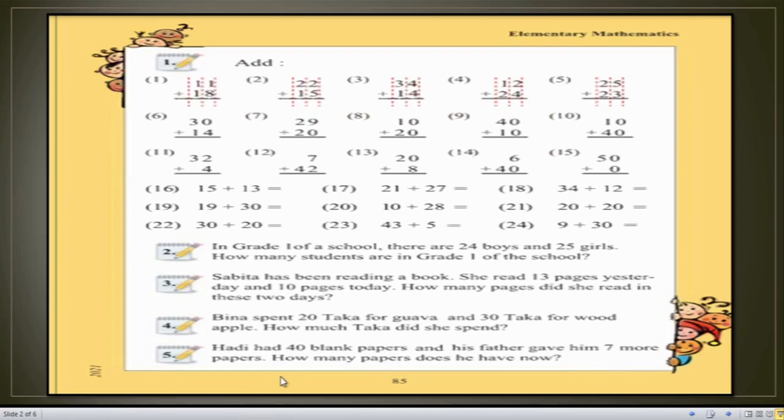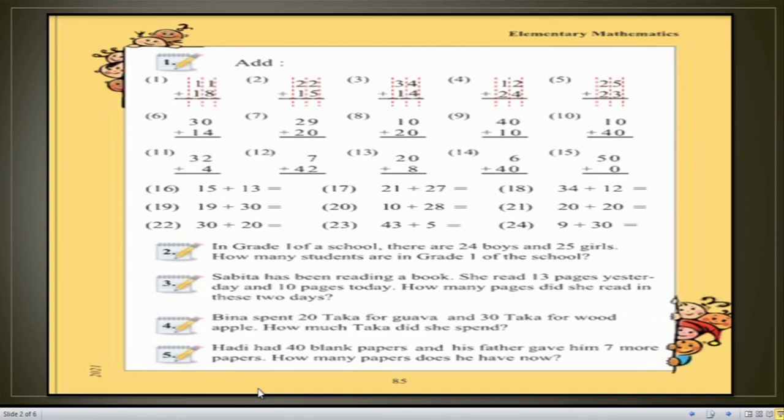Dear students, please try to collect the data, try to use your memory, try to use your brain, and try to read the question deeply. So in the first line you can see that at the beginning of the story Hadi had 40 blank papers, and then his father gave him 7 more papers. So altogether the number of papers will be increased, and that is why we will solve this question with the concept of addition, with the concept of summation. And now we will try to systematically summarize this question.